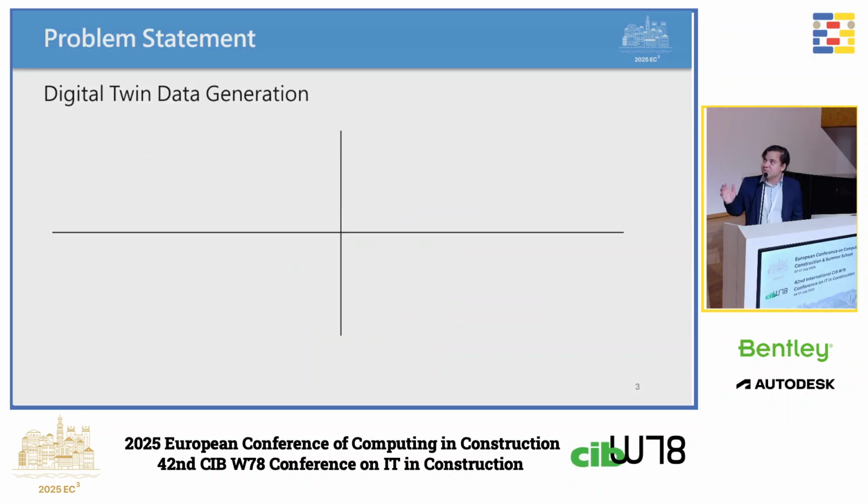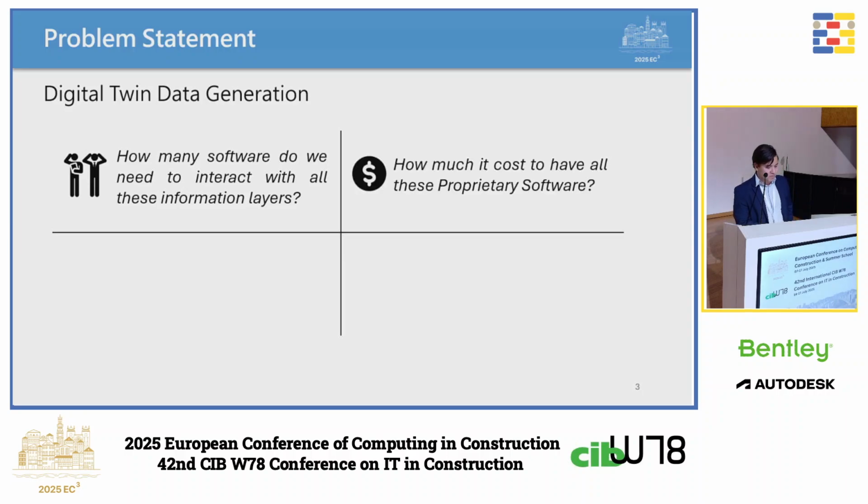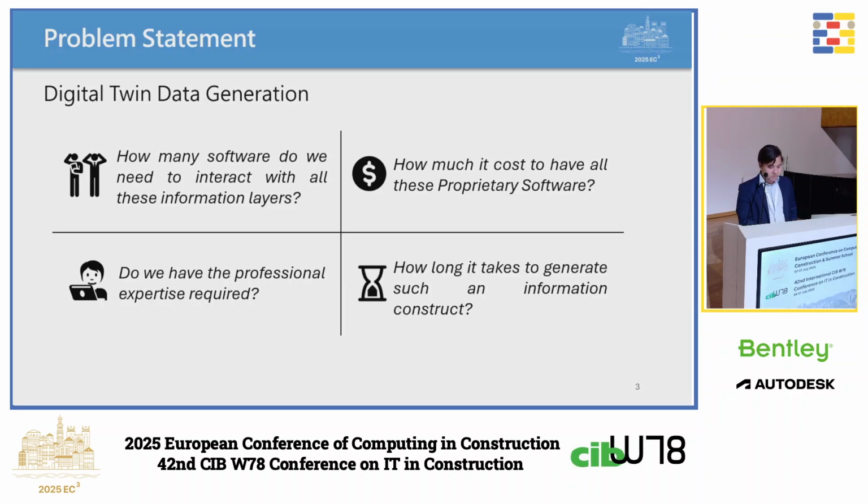So considering this vision, we can identify four problems regarding digital twin data generation. The first is, how many software do we need to interact with all these information layers? How much does it cost to have all this proprietary software? Do we have the professional expertise required? And how long does it take to generate such an information construct?